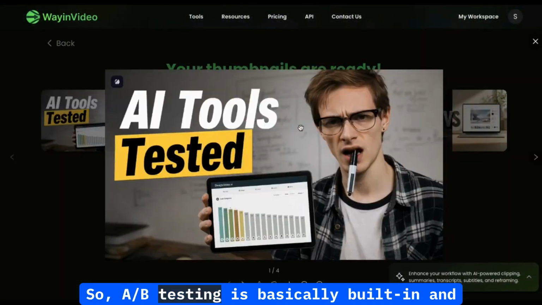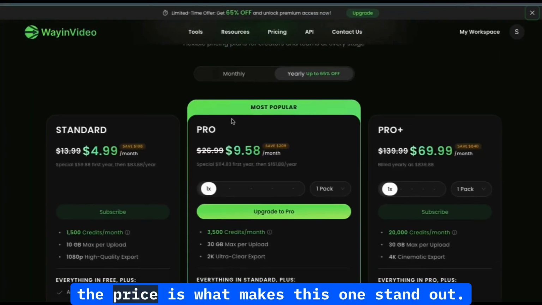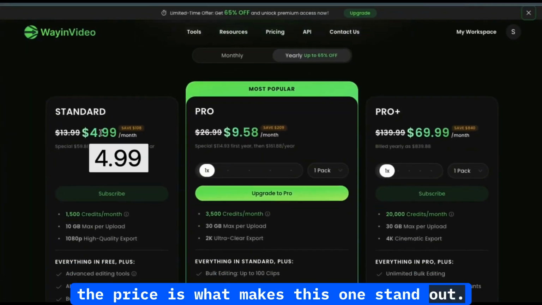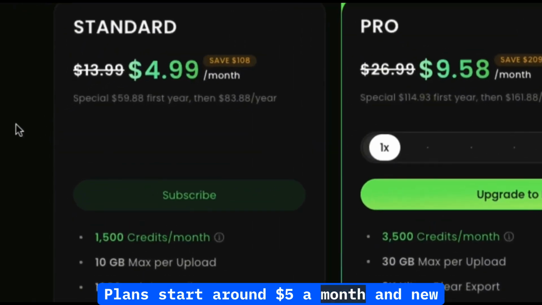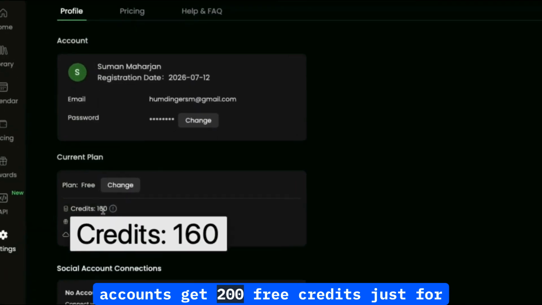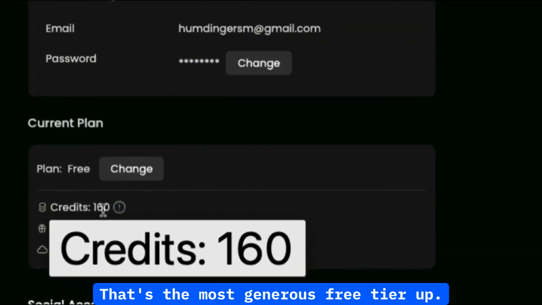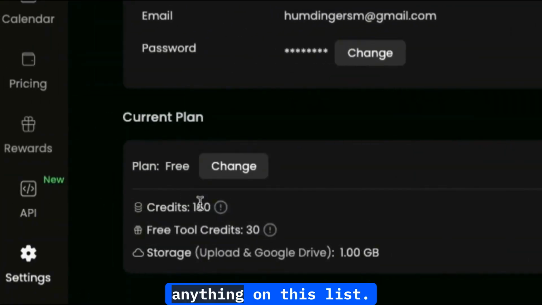So A/B testing is basically built in, and the price is what makes this one stand out. Plans start around $5 a month, and new accounts get 200 free credits just for signing up. That's the most generous free tier of anything on this list.